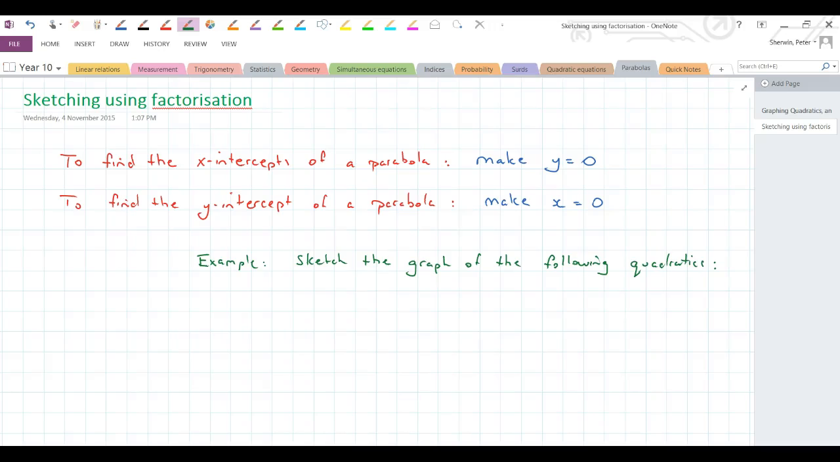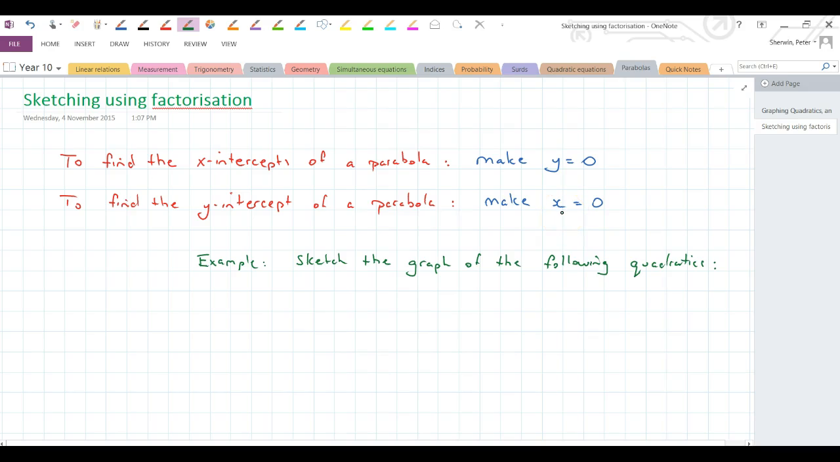Okay, we're going to look now at sketching quadratics and the parabolas that result using factorisation. And what underpins this are what these first two lines express, and that is to find the x-intercepts of a parabola, or in fact any graph. To find the x-intercepts, you make y equal to 0. And to find the y-intercept of a parabola, or any graph for that matter, make x equal to 0. We're going to use that.